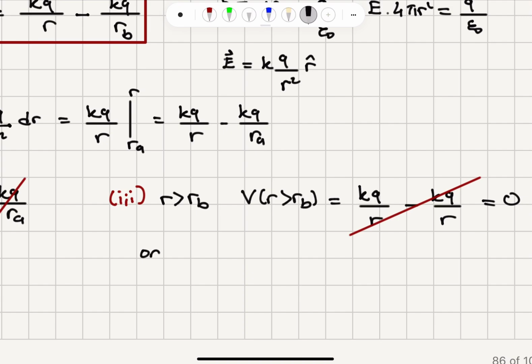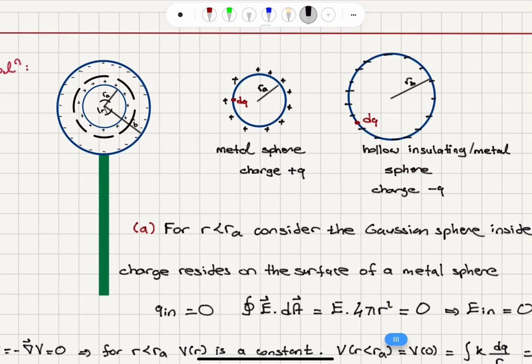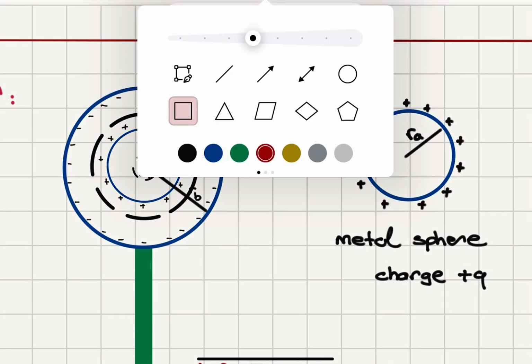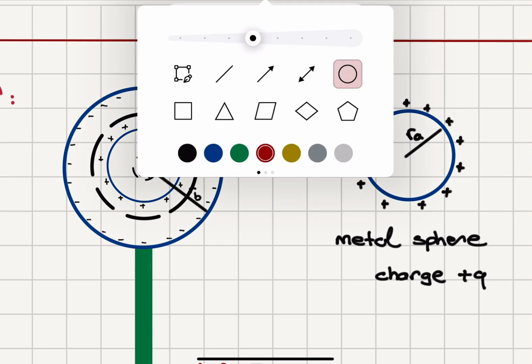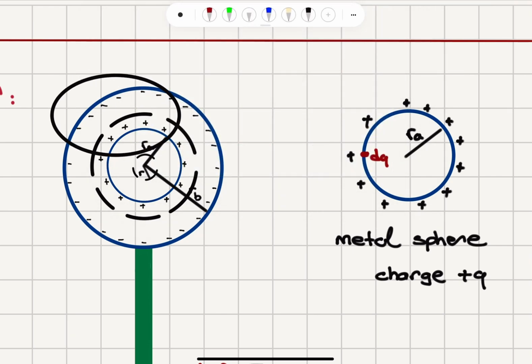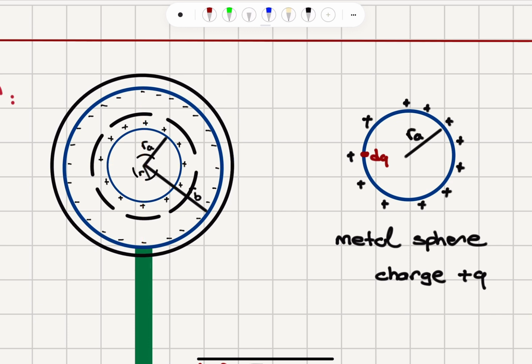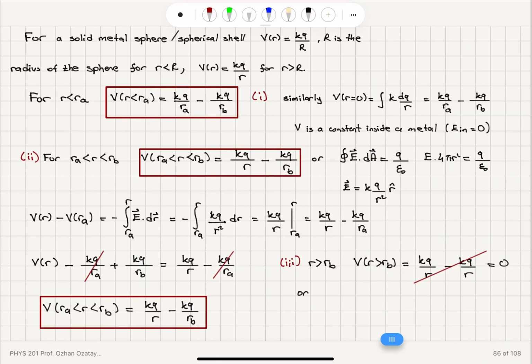Or I can say that if I consider a Gaussian surface outside, which encloses both of these, so let's change this color again for this Gaussian surface. Now this encloses both of these, this Gaussian surface. What is the charge enclosed by this Gaussian surface? It's going to be plus Q minus Q, 0. So the total charge is 0.